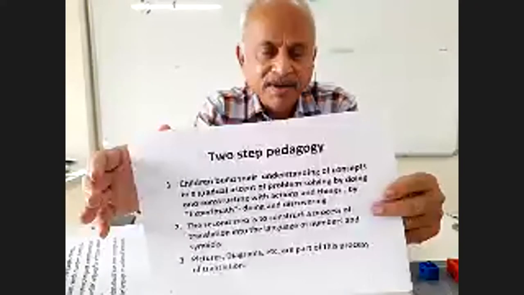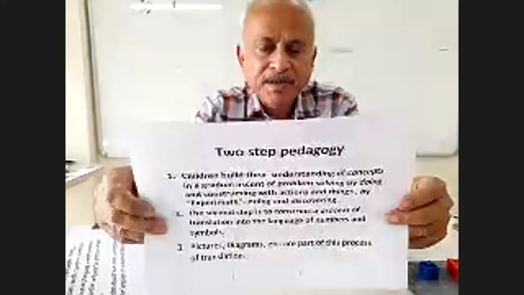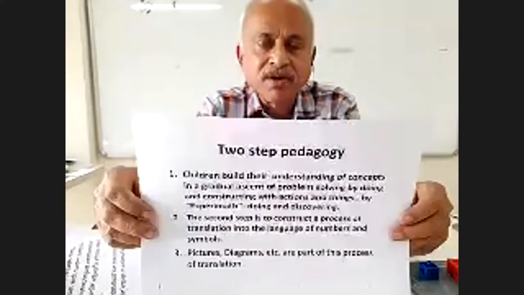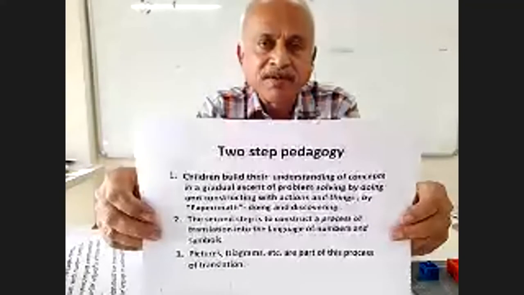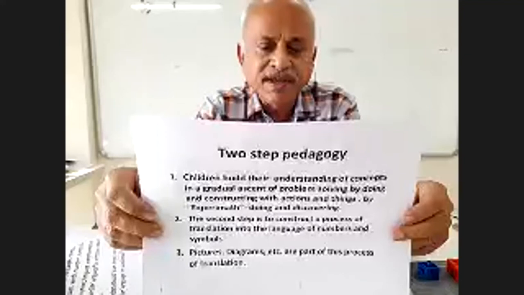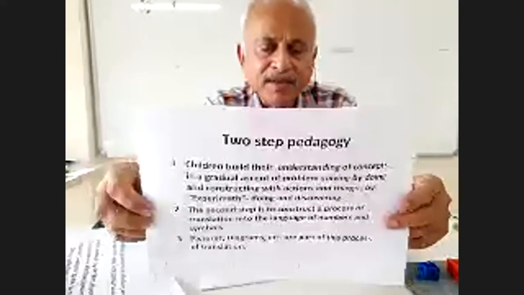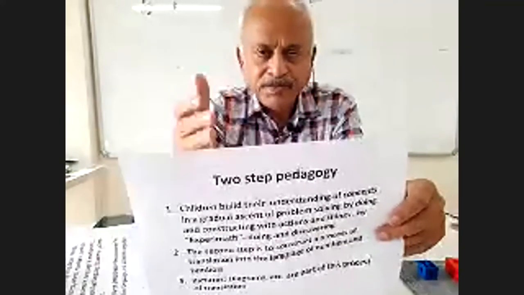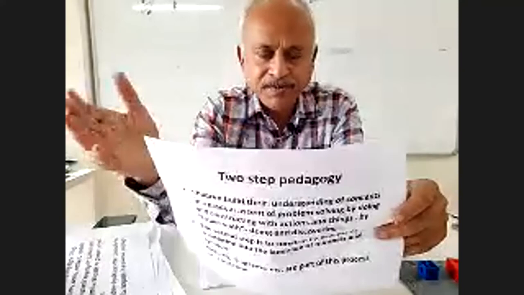Okay. The next step is to construct a process of translation into the language of numbers and symbols. And in this translation, pictures and diagrams are part of this process. So there are things, there are pictures, there are alphanumerics.